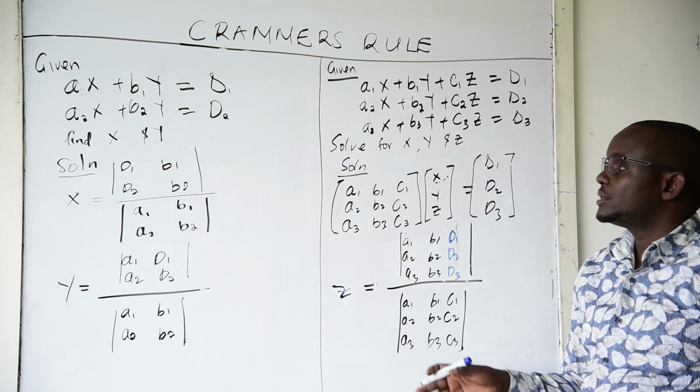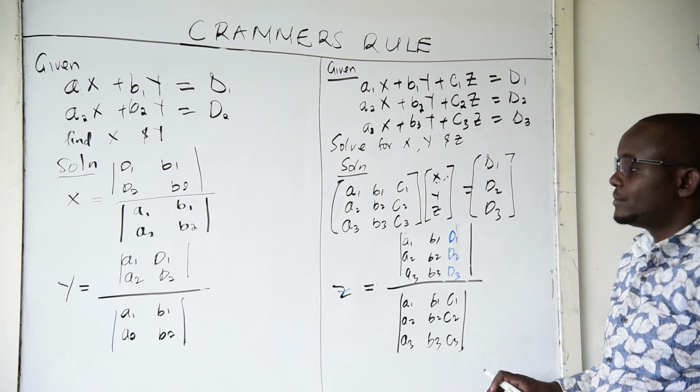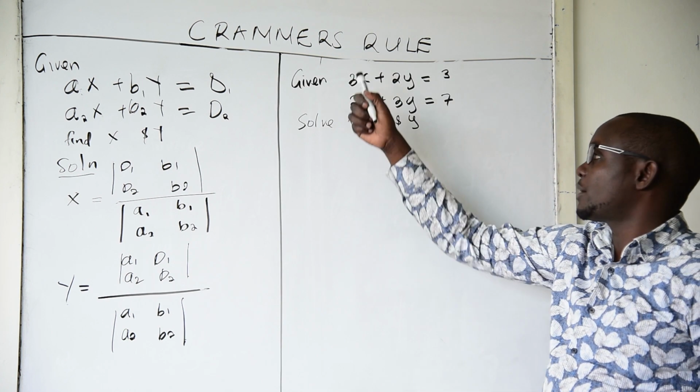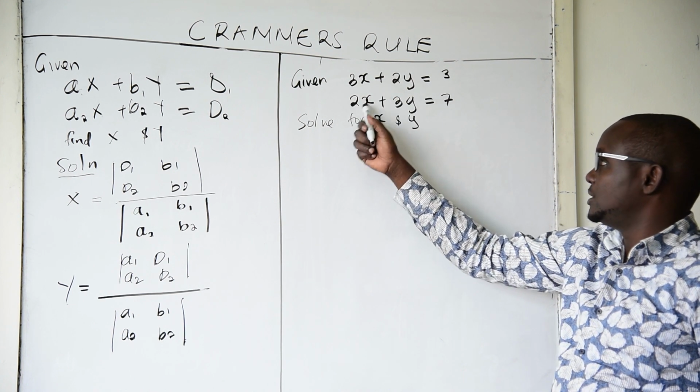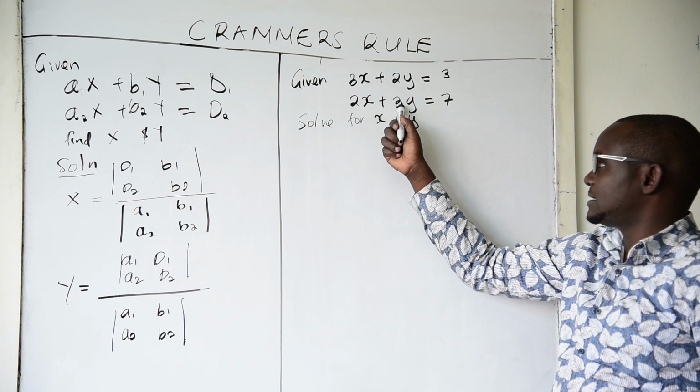Let's learn about application of the Cramers rule. To apply Cramers rule, you can be given such an equation: 3x plus 2y equals 3, 2x plus 3y equals 7.